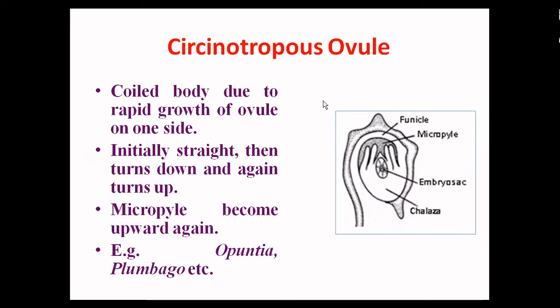The last type of ovule is cercinotropous ovule. It is an ovule with coiled body due to the rapid growth of ovule on one side. Initially this ovule is straight and then it turns down due to the rapid growth, and again it turns up, so ultimately the micropyle becomes upward again. This can be found in Opuntia, plumbago, etc. So these are the various types of ovules that can be seen in angiospermic plants.